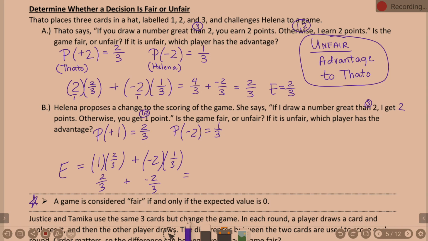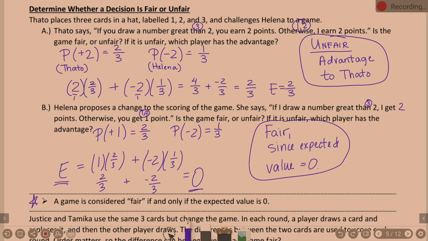0. What is that telling me then? This game is fair. I think you guys kind of already logically figured that out. But this is our method of what we can use to figure out for sure if it is fair. So I'm going to say fair, and the reason it's fair is because the expected value is equal to 0. Okay? And we will stop there.